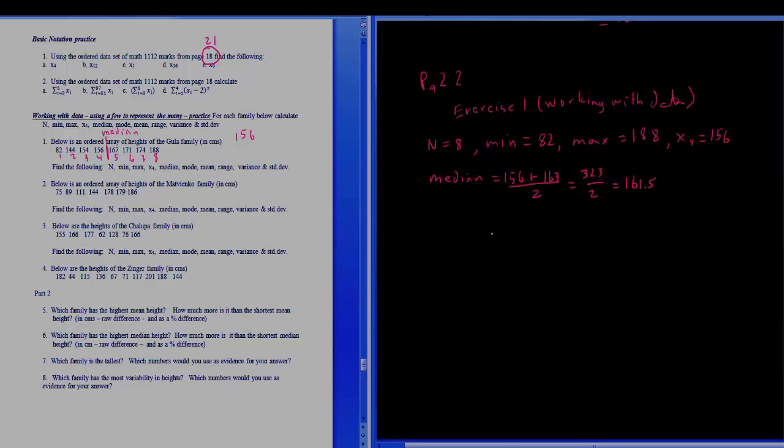So that was a little bit of work, but that's easy to find. If it's an odd number of elements in the set, then it's easy because the median is just the middle number. The mode: does any number appear more than once? No. So there's no mode.